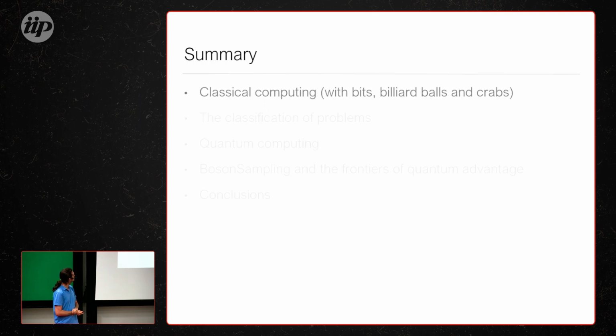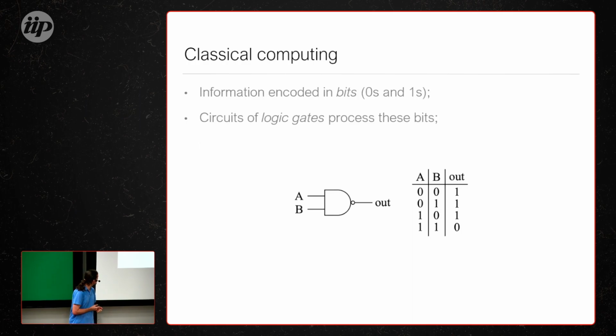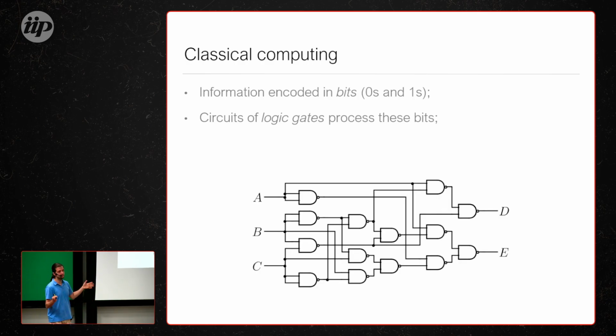So what a classical computer is. We're going to compute with bits, billiard balls, and crabs. Not surprising to anyone, in a classical computer like this one, information is encoded in bits, zeros and ones. And these bits are processed by logic gates. You can think of these logic gates as functions that take bits as inputs and produce bits as outputs. And a classical computer is nothing more than a very, very, very big circuit of these things.